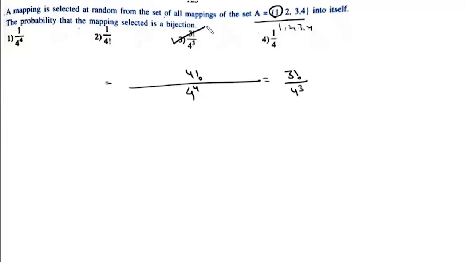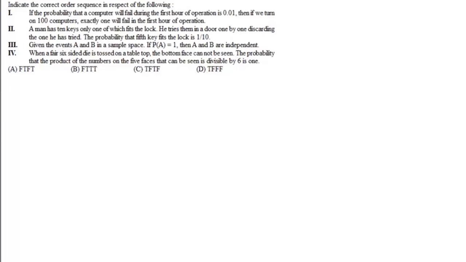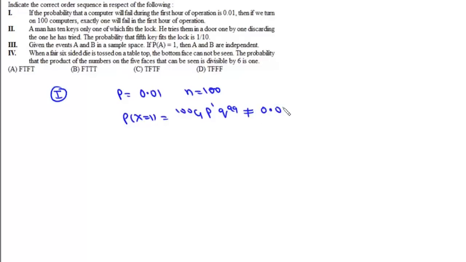Now here the question is, indicate the correct order sequence in respect of the following. Now the first one is, if the probability that a computer will fail during the first hour of operation is 0.01, then if we turn on 100 computers, exactly 1 will fail in the first hour of operation. Now we are given that value of P is 0.01, value of N is 100. Now P(x = 1) is given by 100C1, P to the power 1 and Q to the power 99, and it is not equal to 0.01. So that means this first one, it is false.